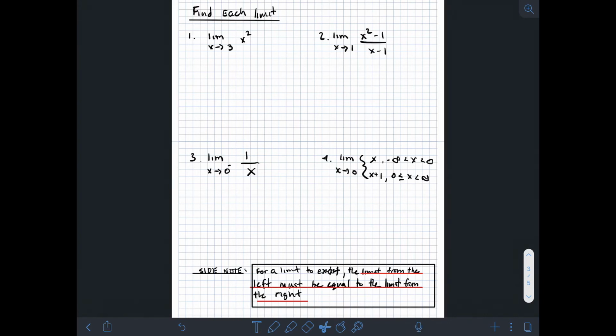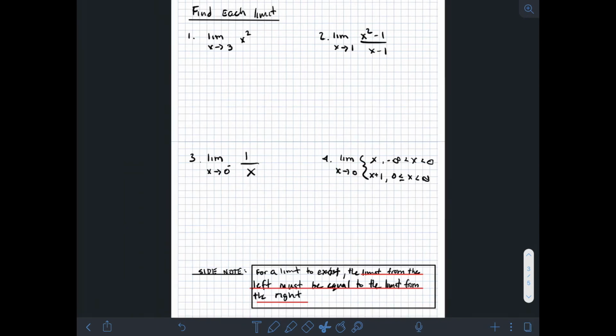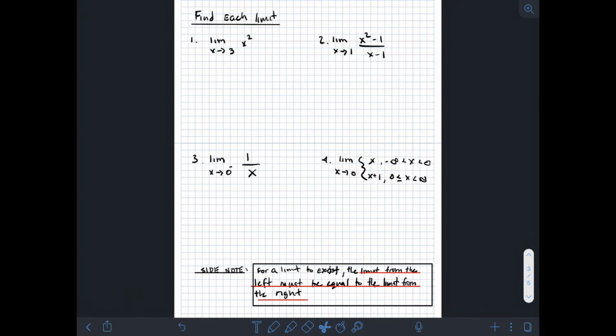So for the first one, we have the limit as x approaches 3 of x squared. So what do we do? We can just plug in 3 for this limit to evaluate. So we get 3 squared, which is equal to 9. So this one was easy. Here we see that the limit as x approaches 3 of x squared is 9. Let's move on to 2.